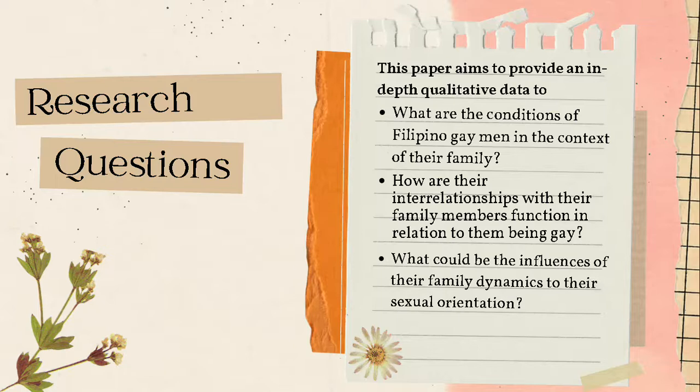Number 1. What are the conditions of Filipino gay men in the context of their family? Number 2. How do their interrelationships with their family members function in relation to them being gay? Number 3. What could be the influences of their family dynamics on their sexual orientation?